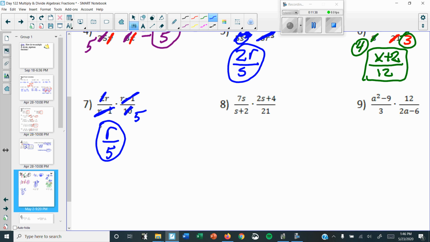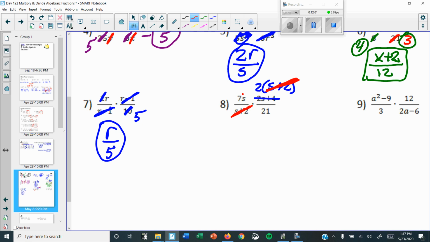Okay, for 8, again, factor if you can first. For this part, you can take a 2 out. You're left with S plus 2. Okay, that's correct. I'm going to give it a little cross off. Okay, let the mad canceling begin. Here we go. I see, remember, you can take all of brackets. I see an S plus 2 on top and an S plus 2 on the bottom, so that's gone.